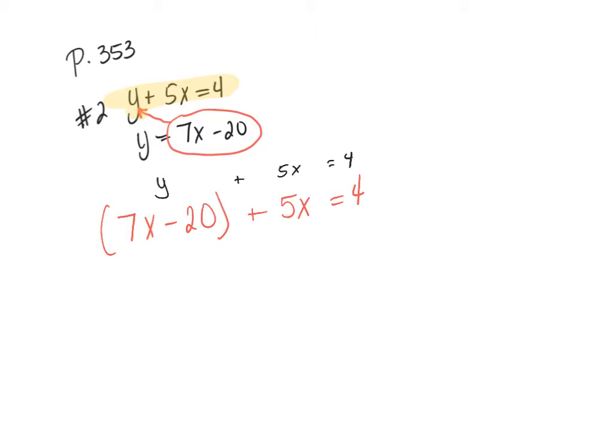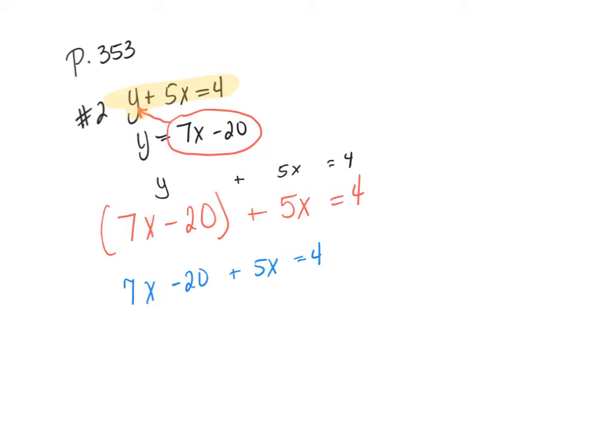We substituted, all right? We don't need to distribute anything to get rid of those parentheses because technically there's a 1 in front of it. And so if we distribute a 1 to get rid of the parentheses, it's not going to change anything. So our equation looks like this, 7x minus 20 plus 5x equals 4. All right, we're going to combine our like terms.